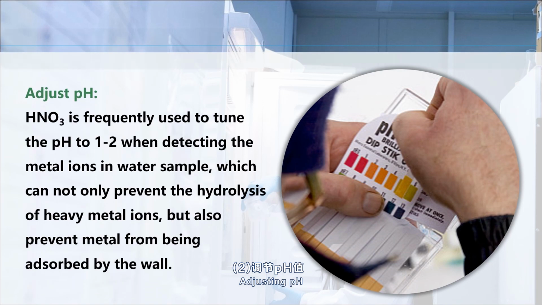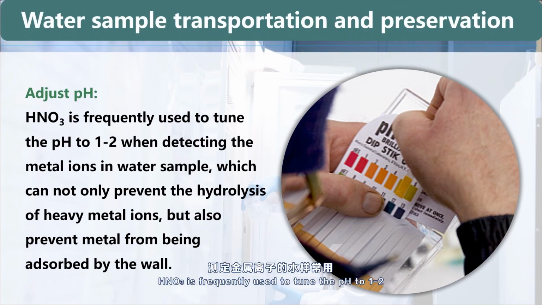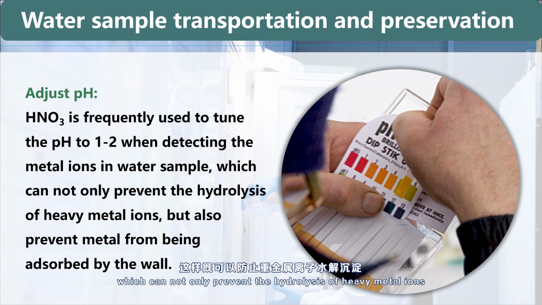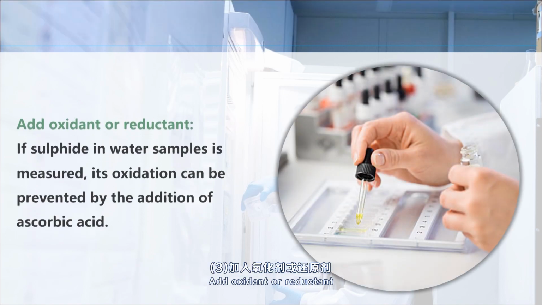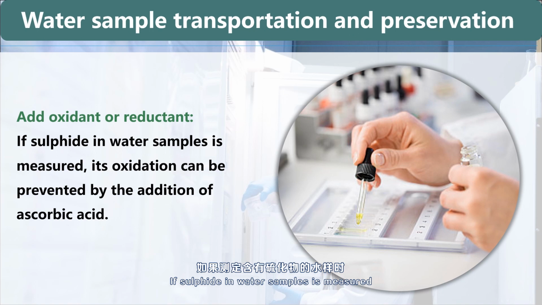2. Adjusting pH. Nitric acid is frequently used to tune the pH to 1 to 2 when detecting the metal ions in water sample, which can not only prevent the hydrolysis of heavy metal ions, but also prevent matter from being absorbed by the wall. 3. Add oxidant or reductant. If sulfide in water samples is measured, its oxidation can be prevented by the addition of ascorbic acid. These are the sampling methods of water samples with surface water, for instance.